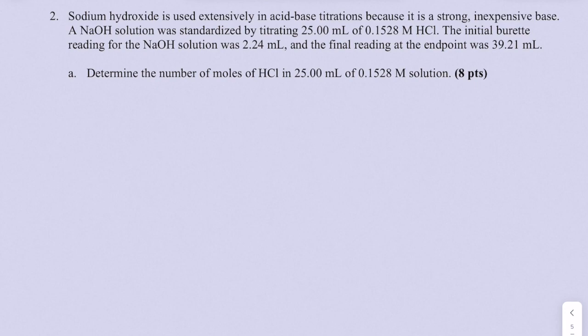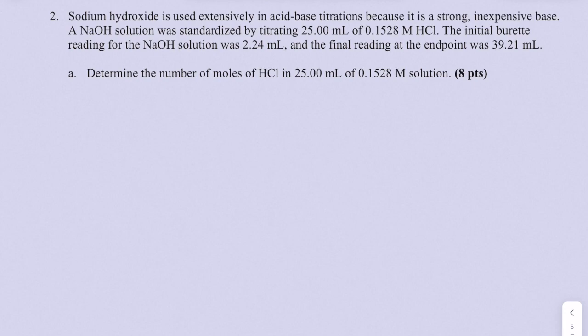Hey folks, this is a titration problem with a slightly different twist. In this case, what we have is a quantity, 25 milliliters of hydrochloric acid sitting in our flask, and we're titrating the hydrochloric acid with sodium hydroxide. So we have a known concentration of the hydrochloric acid in the flask, but an unknown concentration of the sodium hydroxide that's in the burette. So it's a little bit of a reverse of the typical titration problems we've seen in the past, but the principles are basically the same.